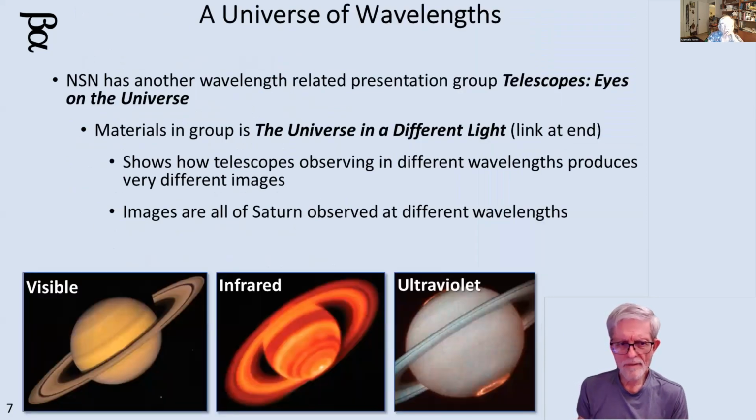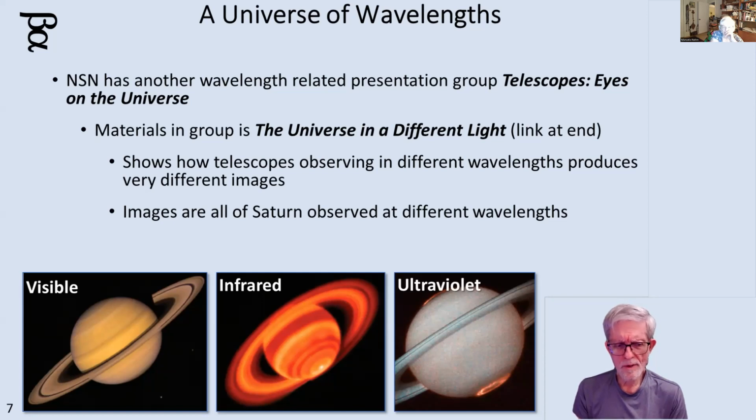And another one of the Night Sky Network presentations is in the grouping called Telescopes, Eyes on the Universe. And the material content is the universe in a different light. I have a link at the end if you want to go look at the details. But in there, they have pictures of various astronomical objects, galaxies, and such, and they will show them to you at different wavelengths. For example, they had Jupiter at various wavelengths, including radio.